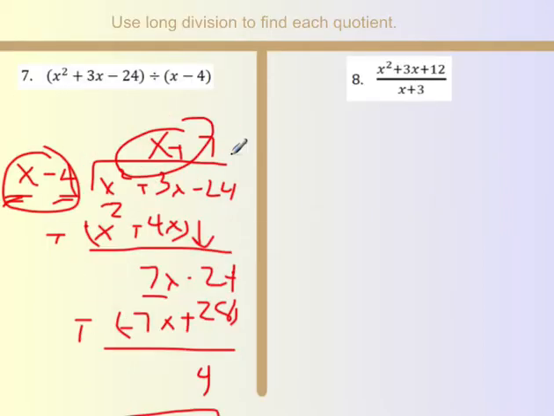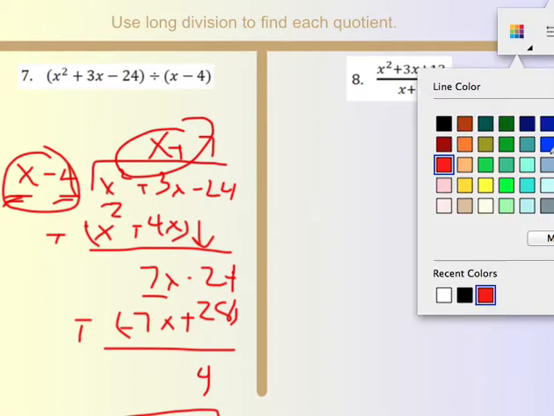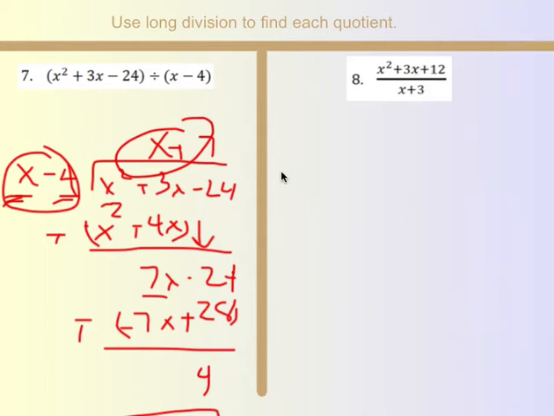So let's take a look at number 8. For some reason, number 8 throws students off, but it really means the same thing. That huge fraction bar still means that we're going to be dividing. So x plus 3 is my divisor that comes out on the outside, and x squared plus 3x is what's being divided, so that makes it my dividend.